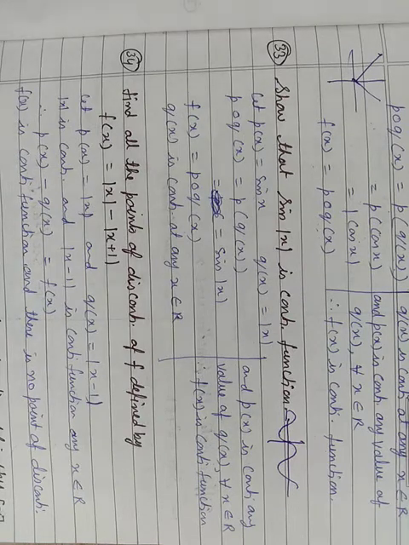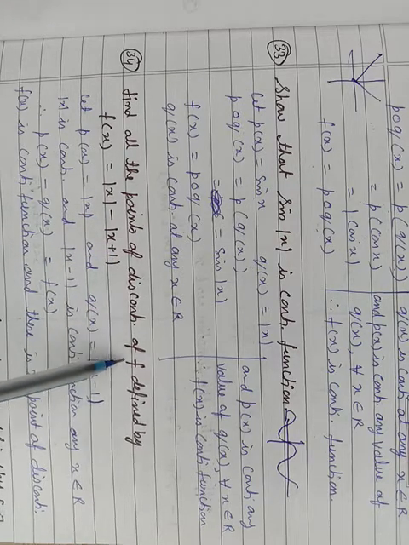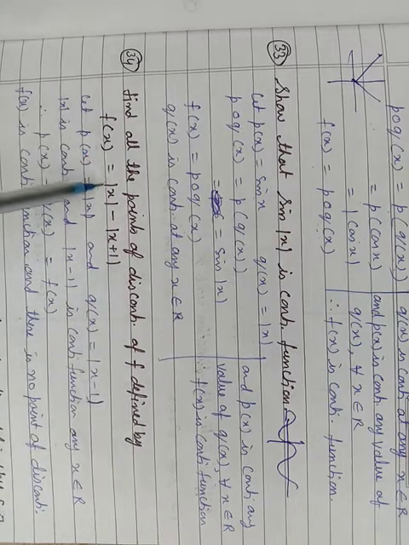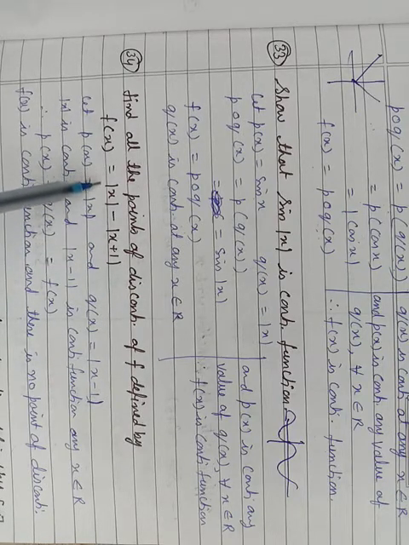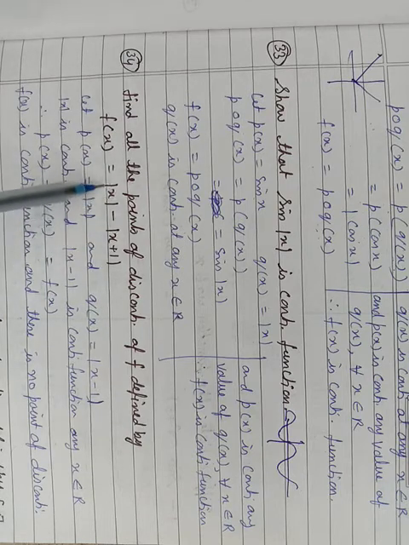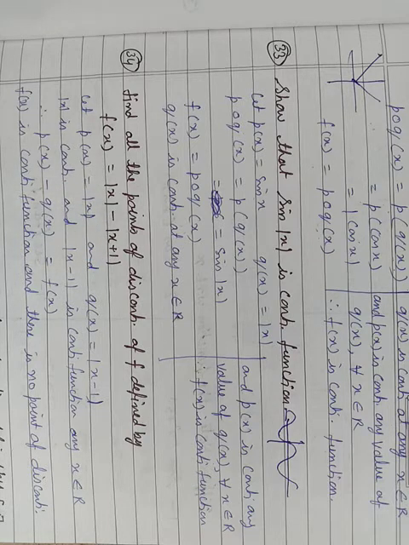Okay. So question number 34: find all points of discontinuity. We are finding the points of discontinuity of the function defined by f(x) = |x| - |x + 1|. It is also a modulus, just like this. This is p(x) and this one is q(x). p(x) is a continuous function. q(x) is a continuous function. So when you subtract a continuous function from a continuous function, the result is a continuous function. So let p(x) = |x|, and q(x) be this.